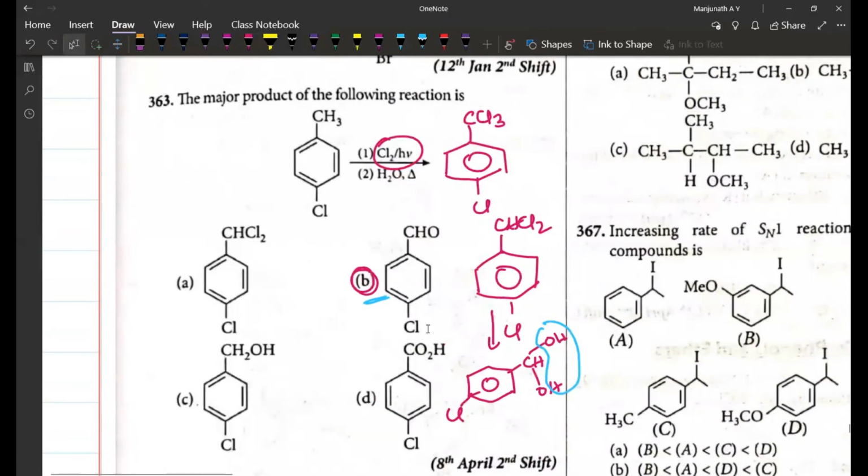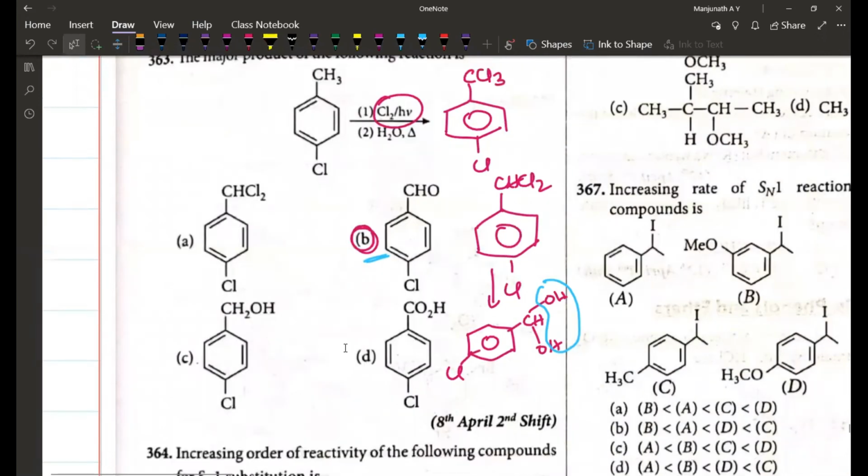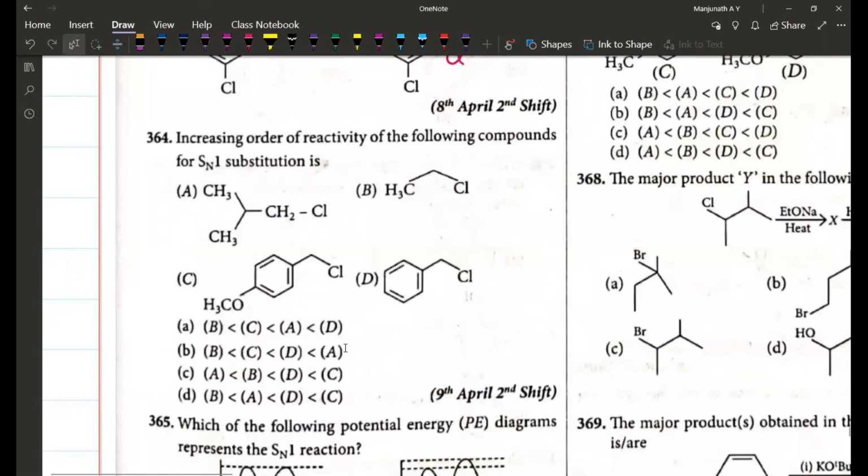So without heating also OH will go, no sir? OH should go, and here they have shown heating. That means you have to remove OH. That's all. OH should go actually, even if it is not heated. OH has to be removed. Okay. Next.